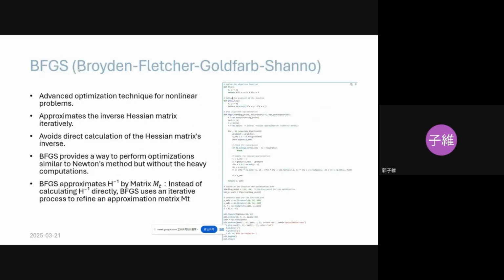Now, the BFGS algorithm, or the quasi-Newton algorithm, is an advanced optimization technique for more nonlinear problems. It only approximates the inverse Hessian matrix instead of directly calculating it. BFGS provides a way to perform optimizations similar to Newton's method, but without the heavy computations. This algorithm approximates the inverse of the Hessian matrix by another matrix called M. It uses an iterative process to refine the approximation.